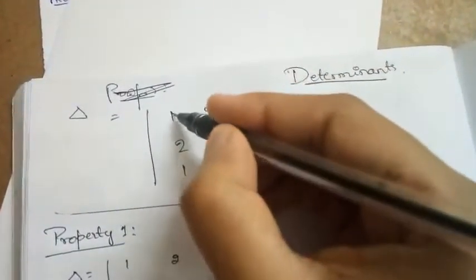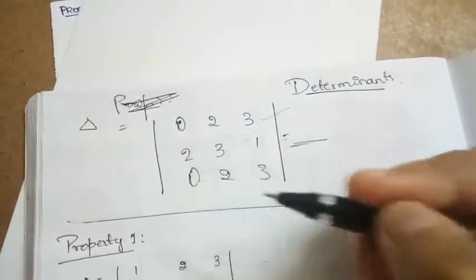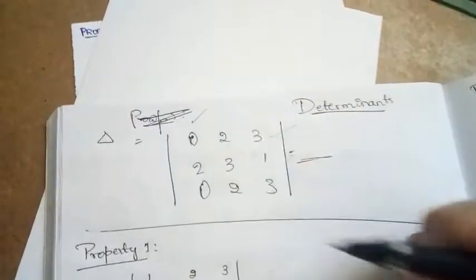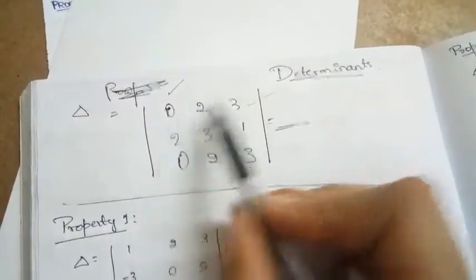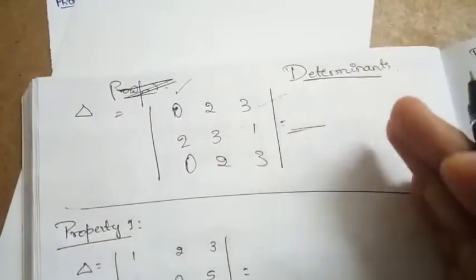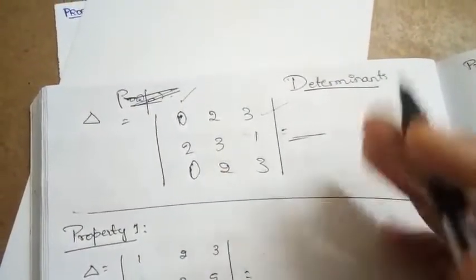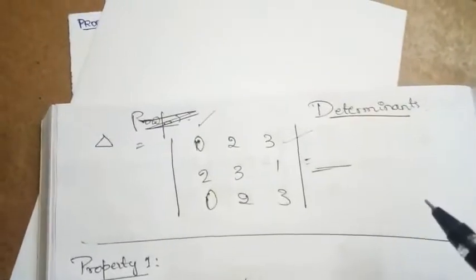Suppose any row or column consists of two zeros, then we are expanding it through column C1 in this example, or if it is having any other row or column with the greater number of zeros, we are expanding along that row or that column. These are the things which I came across in the introduction section of the determinant.